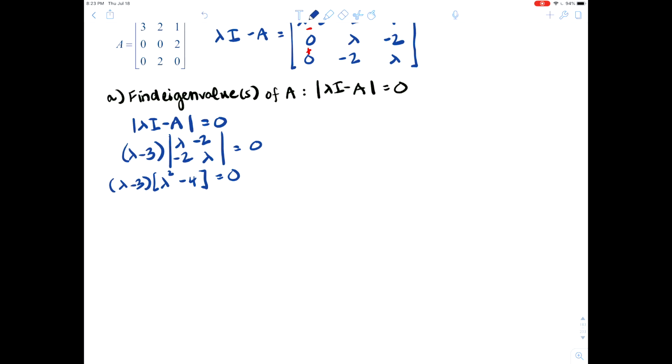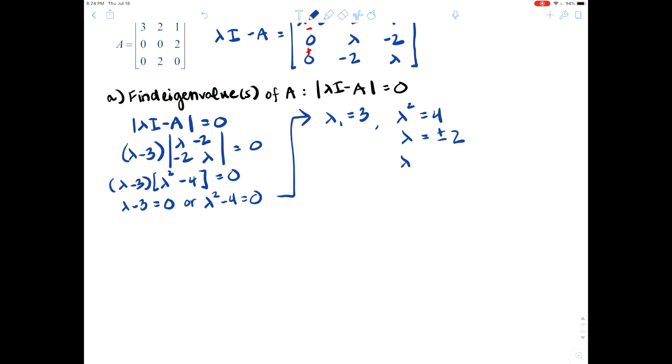All right, well, we've got two factors equal to 0, so let's use that zero product property, and we'll get lambda minus 3 is 0, or lambda squared minus 4 is 0. Good so far? Awesome. And then coming up here, we'll call this lambda 1 will equal 3. And then we have lambda squared is positive 4. So lambda would be plus or minus 2. So we'll say lambda 2 is negative 2, and lambda 3 we can say is 2. Good so far?